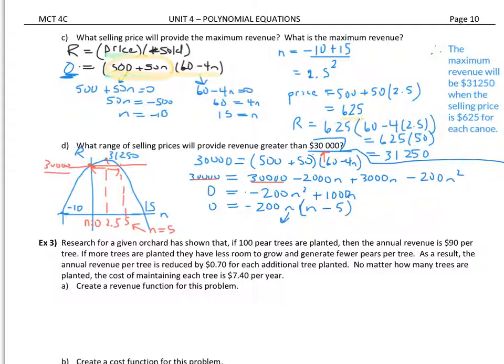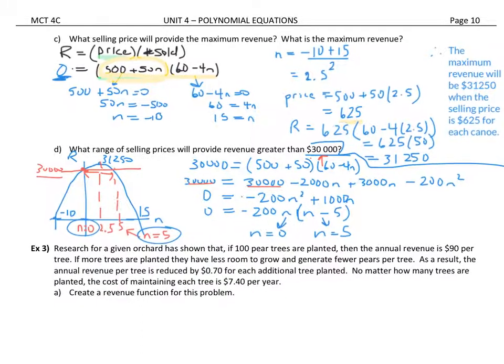And now I have factored form, so either N equals 0 or from this one N equals 5, which is exactly what I got here and here to produce that. Then my price I can calculate, I'll do that in a different color. My price would equal the 500 plus 50N. So 50 times 0 would just be 0. So the price could be $500. Or we go with price equals 500 plus 50 times 5, which will give us 750.